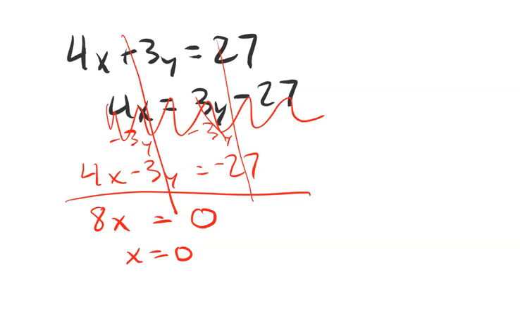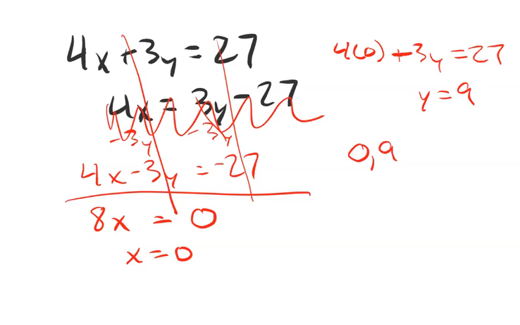We plug that back in. 4 times 0 plus 3y is equal to 27, which means y has to be 9. I see that answer from a bunch of you guys. 0, 9 would be our solution.